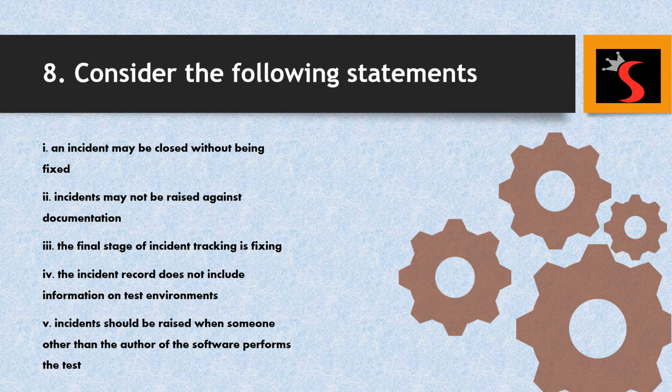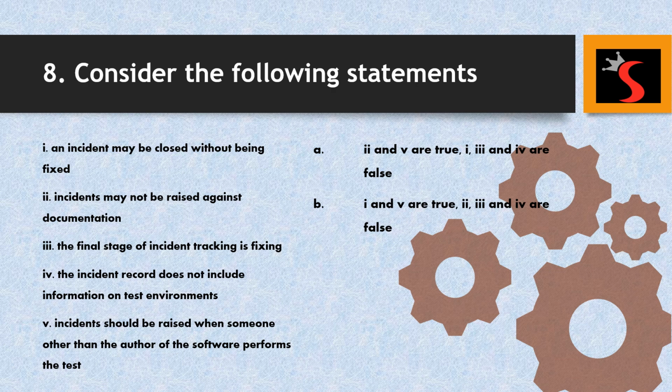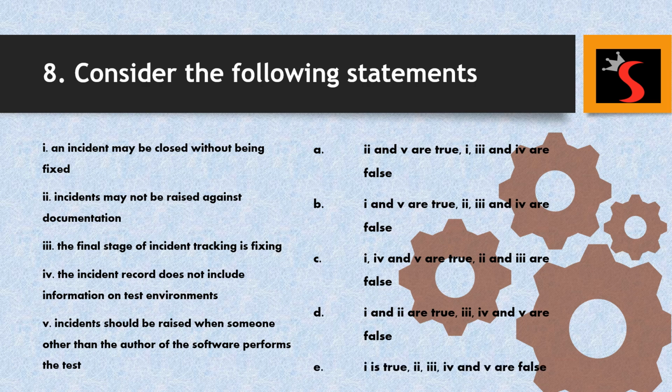And the options are A. 2 and 5 are true, 1, 3 and 4 are false. B. 1 and 5 are true, 2, 3 and 4 are false. C. 1, 4 and 5 are true, 2 and 3 are false. D. 1 and 2 are true, 3, 4 and 5 are false. Or E. 1 is true, 2, 3, 4 and 5 are false.